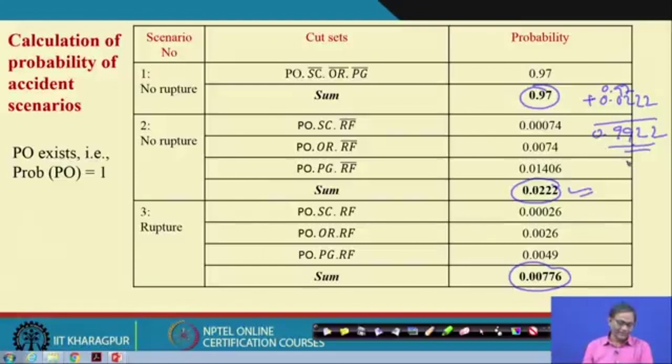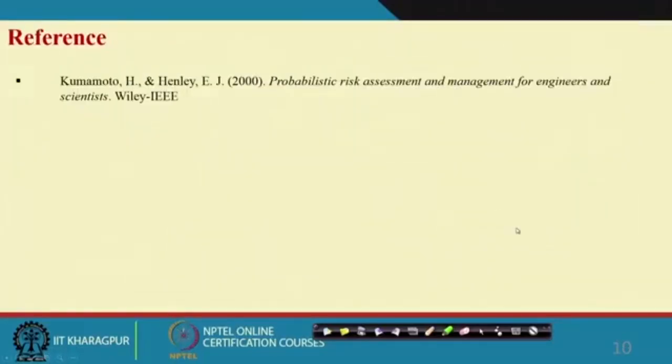But this has happened because we have considered that RF failure is very frequent, 0.26. If you consider RF failure is very less, suppose 0.026, what will happen? This probability will further reduce, and the probability of success will improve. So this is, in a nutshell, our topic on linking fault tree with your event tree, or the other way I can say the accident sequences, and finding out the cut sets of the accident sequences.